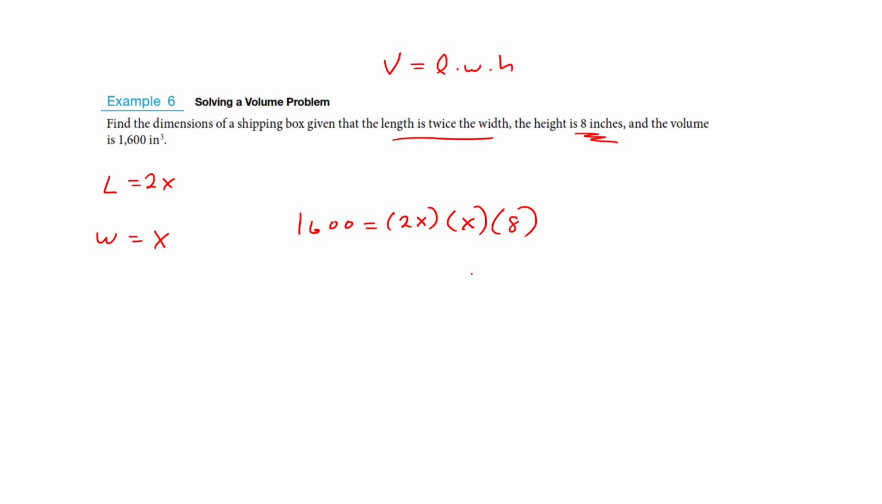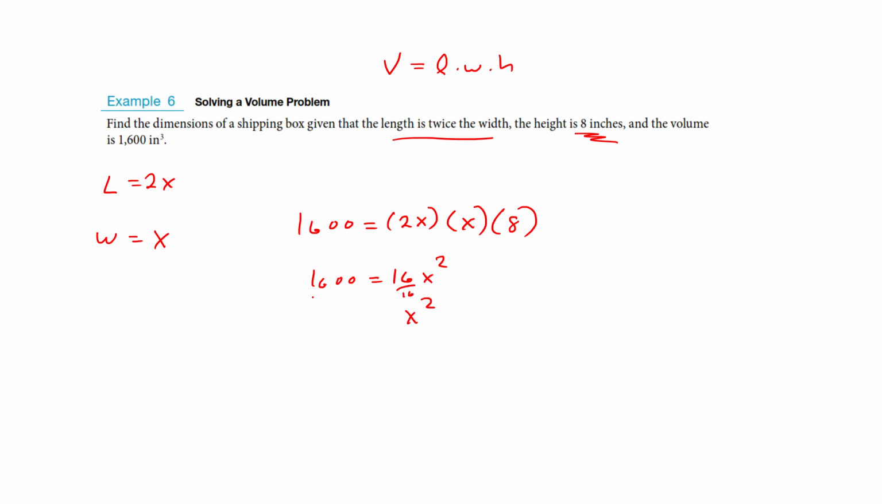So we're going to solve this for x here. So now these are all being multiplied. Doesn't matter the order. I can put the numbers together. I'm going to get 16x squared. Okay, so divide both sides by 16.